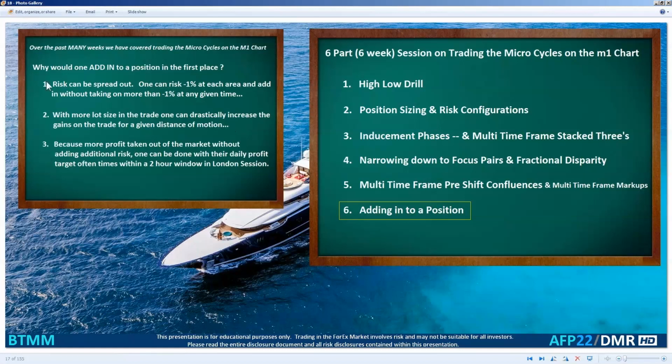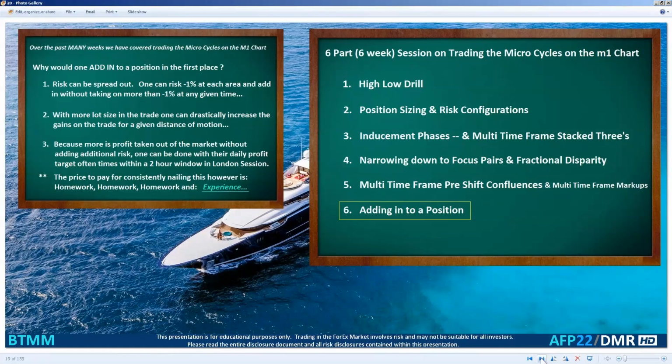Okay, because as well, another reason one would want to add into a position, because more profit taken out of the market without adding additional risk, one can be done with their daily profit target oftentimes within a 2-hour window in the London session. You can be in and out, and in some cases 10% more profitable. All right, beautiful, it is. Okay, the price to pay for consistently nailing this technique, however, is homework, homework, homework, and the evil one, experience.